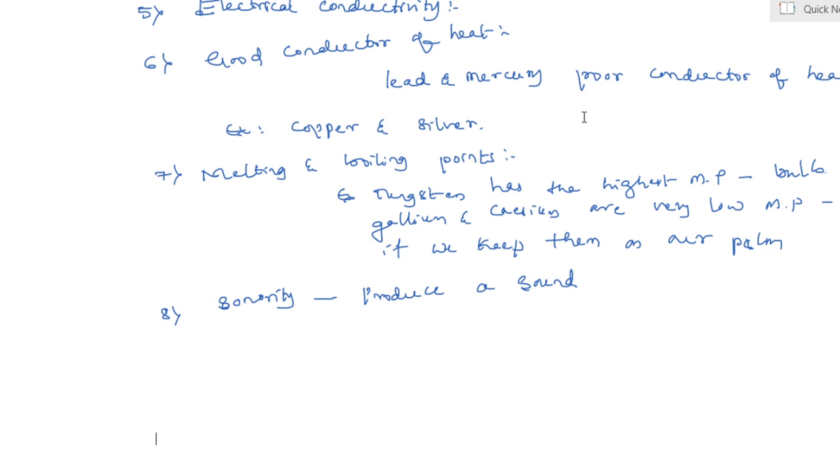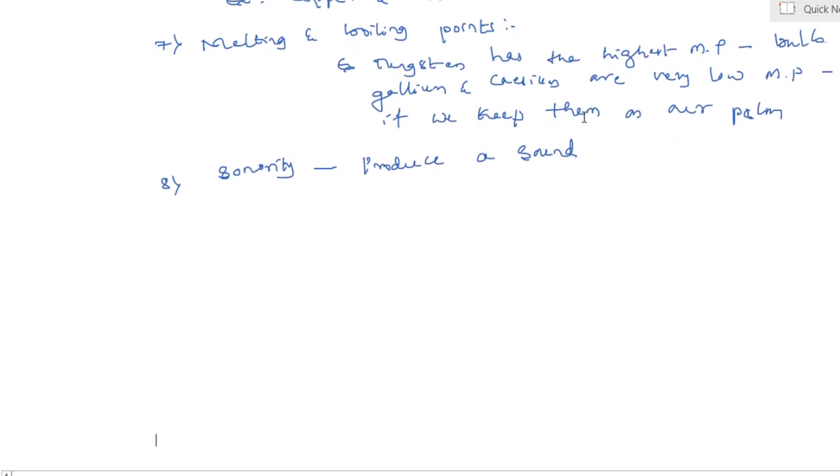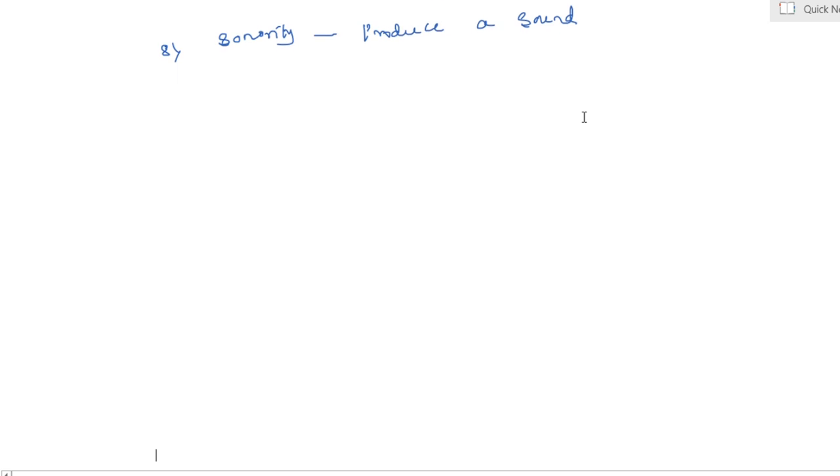And the eighth physical property is termed as sonority. It means metals are sonorous. It means they produce sound. Yes, that's why school bells are made up of metals. Yes, my dear students, after learning about the physical properties of metals, let us see the chemical properties of metals.